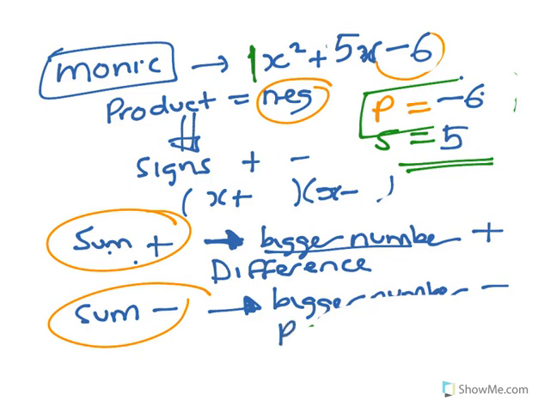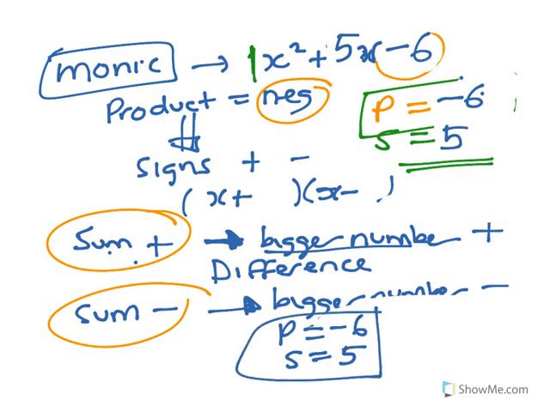Okay, so let's look at this. Two things that multiply to give minus 6 but add to give 5. I don't want to have to do the whole video again, so I'll just go with it, and I'll give you another example. Okay, so two things that multiply to give minus 6 but add to give 5.